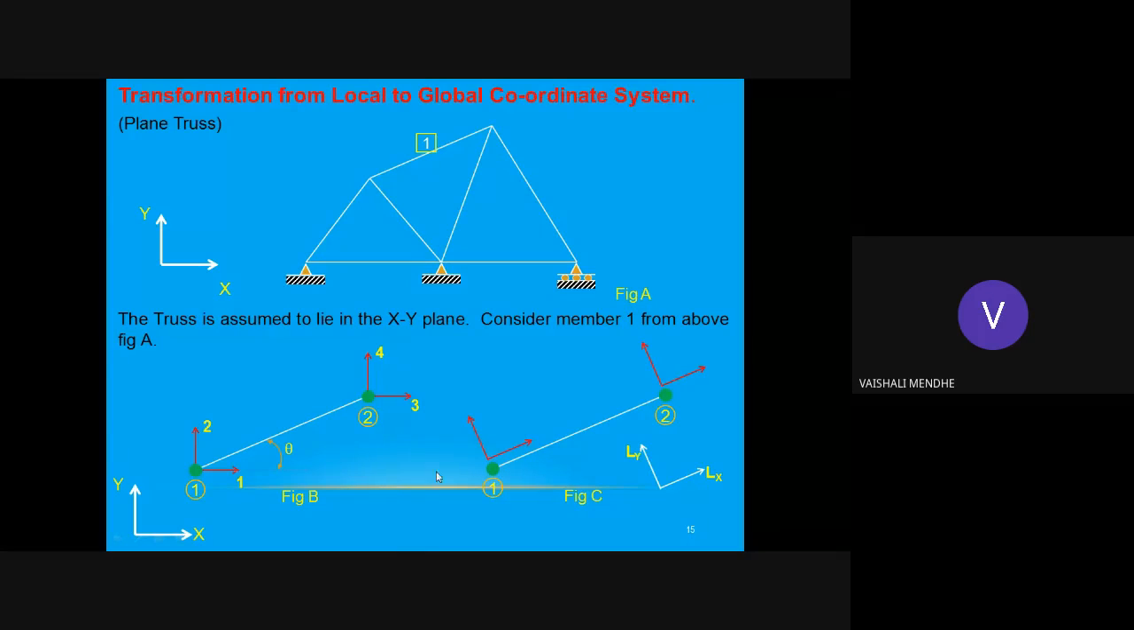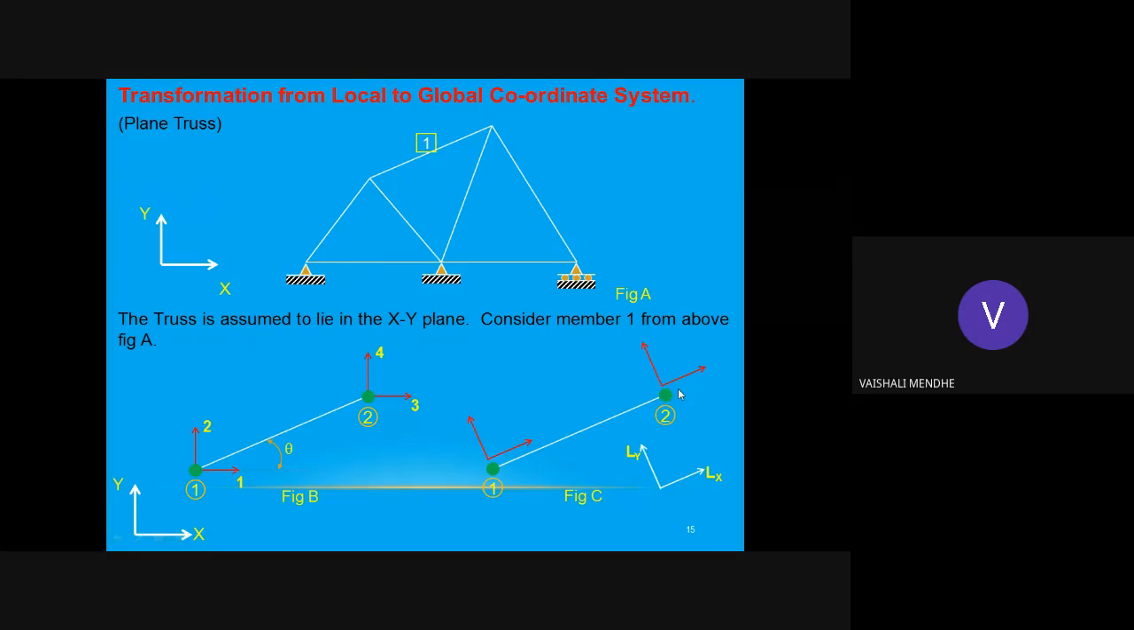Now similarly, in figure C, we have assigned the displacements for node 1 and node 2 in the local direction. You can see the local x-axis. The local x-axis always starts from node 1 and goes to node 2, from the starting node to the ending node of the member. So local x, Lx, will be along the member from node 1 to node 2.